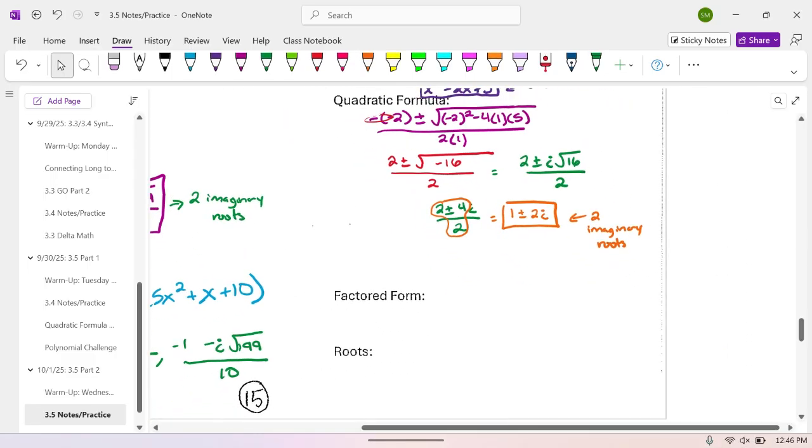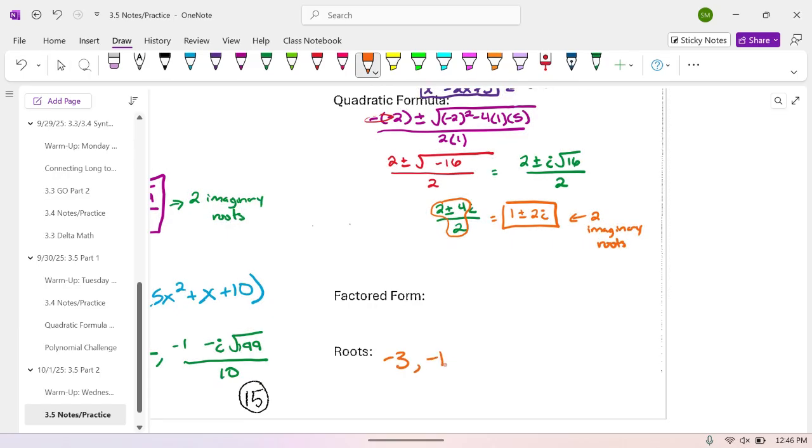So after all that hullabaloo, when I write out all my roots, I'm writing out all of them, including the ones that we started with. So I have -3, -1, 1, then 1 plus 2i, and 1 minus 2i. I should have 5 roots total, and I do. 1, 2, 3, 4, 5.